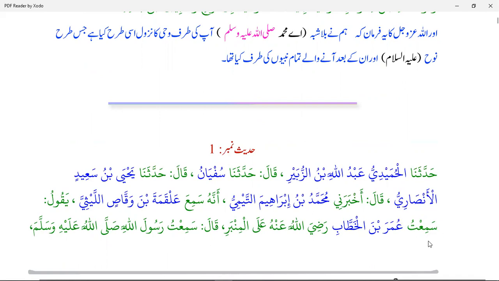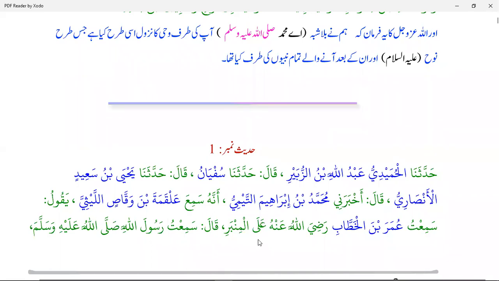Miss Saima, continue. Alqamah ibn Waqqas al-Laythi says that he heard Umar ibn al-Khattab, radiyallahu anhu, may Allah be pleased with him.